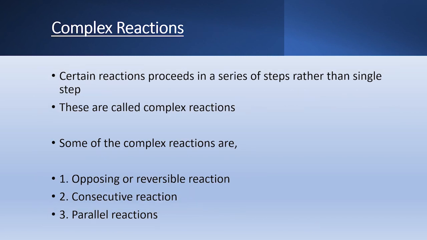Next we can discuss complex reactions. Complex reaction means reactions which proceed in a series of steps rather than a single step. So reactions other than elementary reactions are called complex reactions, where we can see more than one step for the reaction. Some of the complex reactions are opposing or reversible reaction, consecutive reaction, parallel reaction, and chain reaction. These are some of the examples of complex reactions, and now let's see each one in detail.